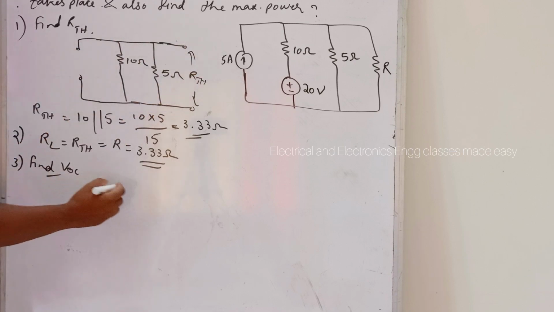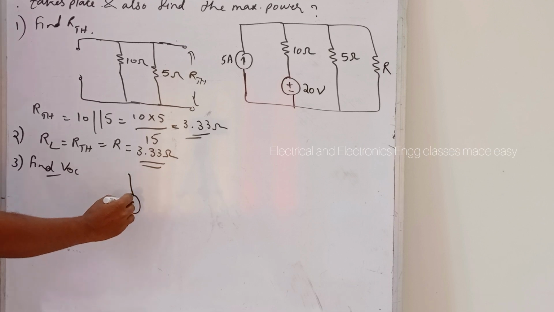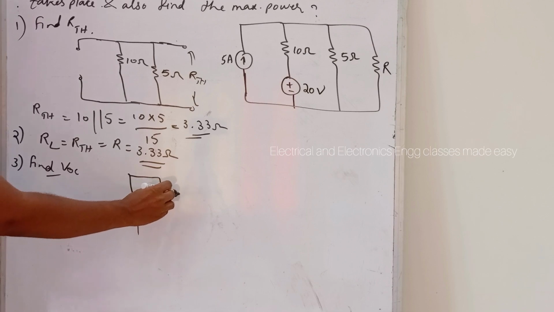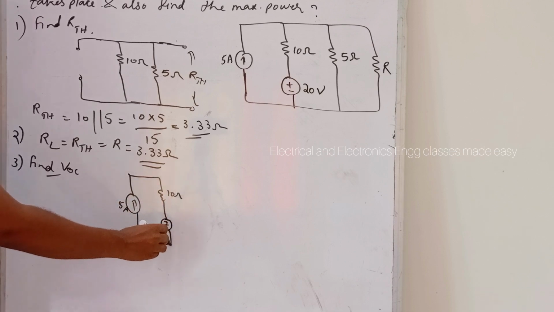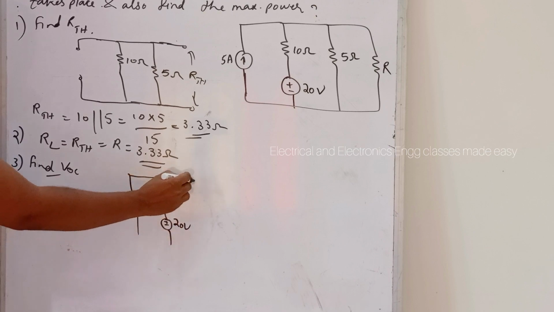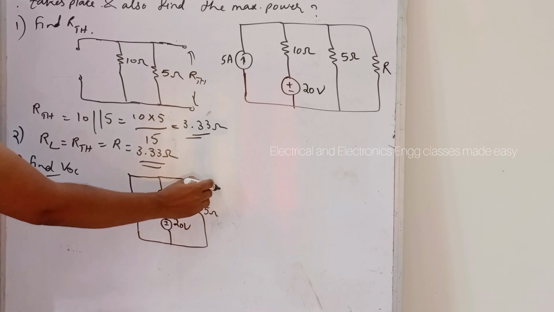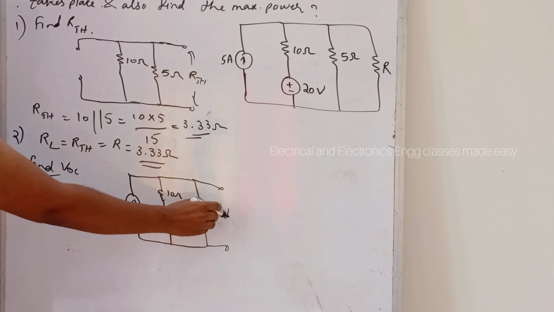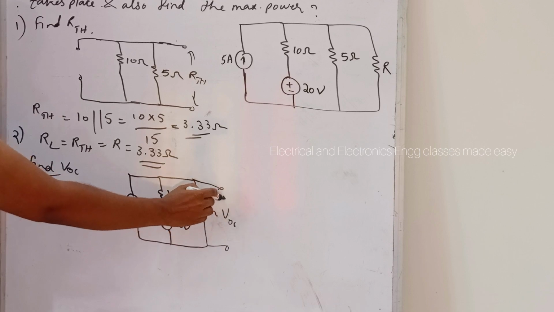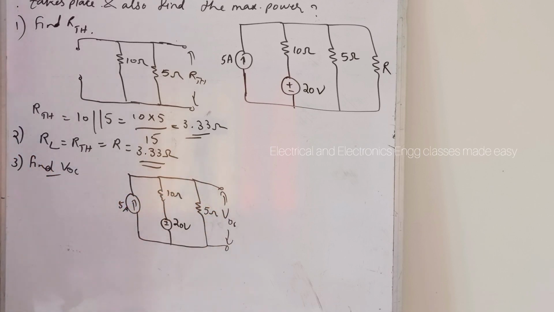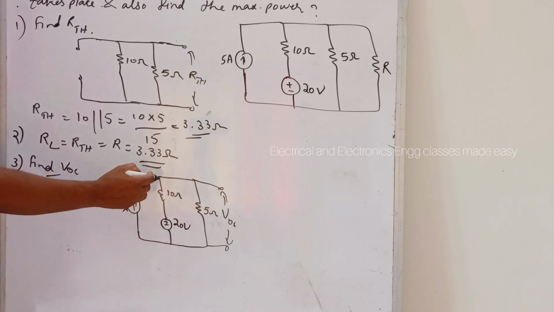consider this network. So redraw the given network. So this is 5 ampere, then 10 ohm, 20 volt, 5 ohm. Then we have to find the value of VOC. So to find the value of VOC, let us apply the nodal analysis. Let V be the voltage at this node.